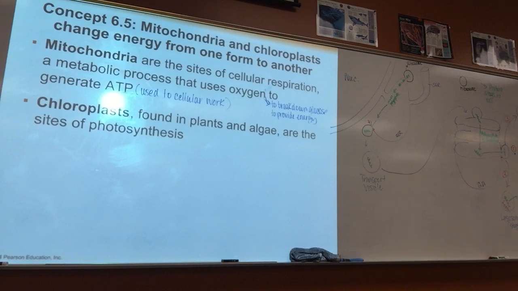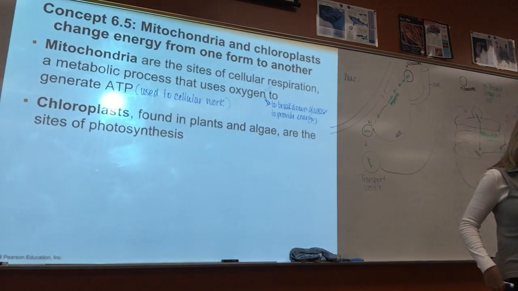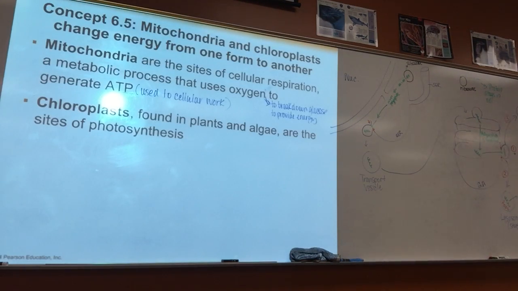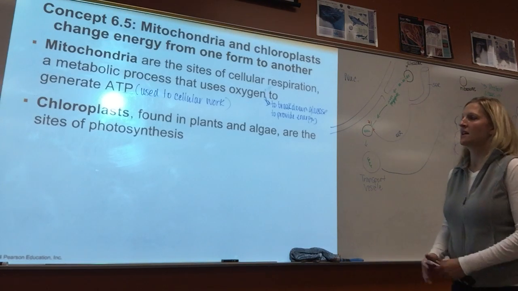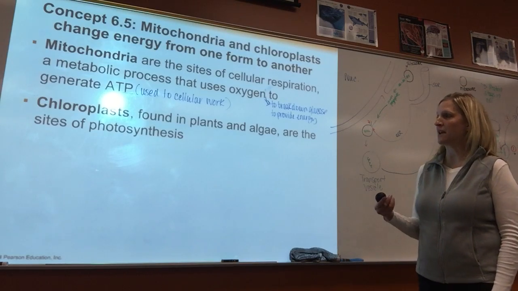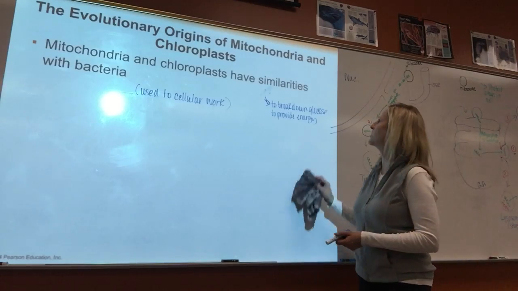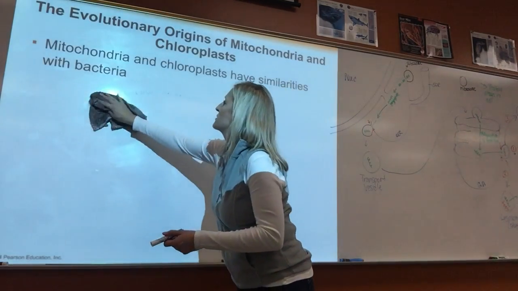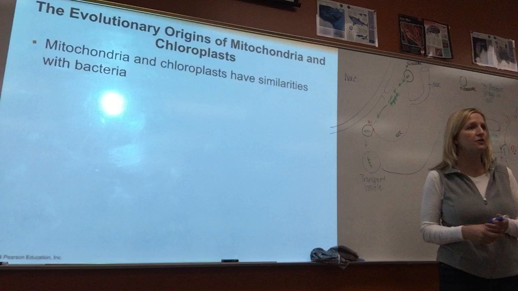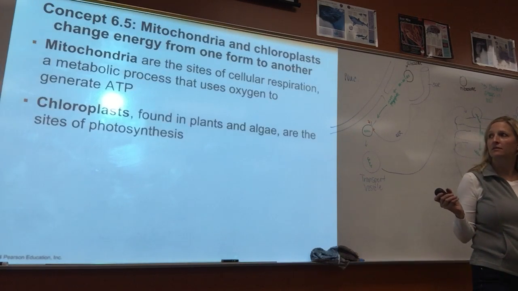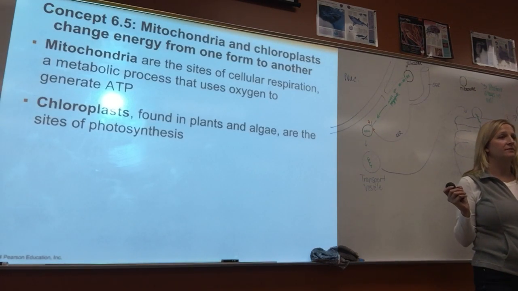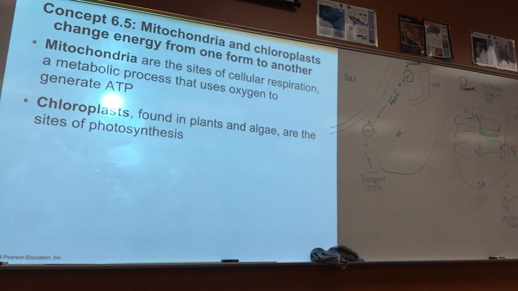Chloroplast, on the other hand, is the site of photosynthesis. Photosynthesis uses not oxygen, but carbon dioxide and light, and also water to make glucose, all right? And so let's look at each one, at these relationships between them. Did I go too fast? Go back.